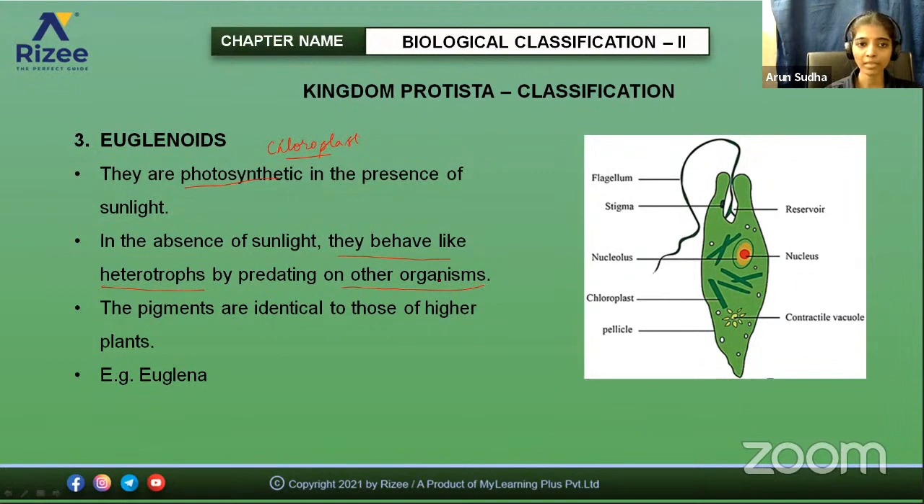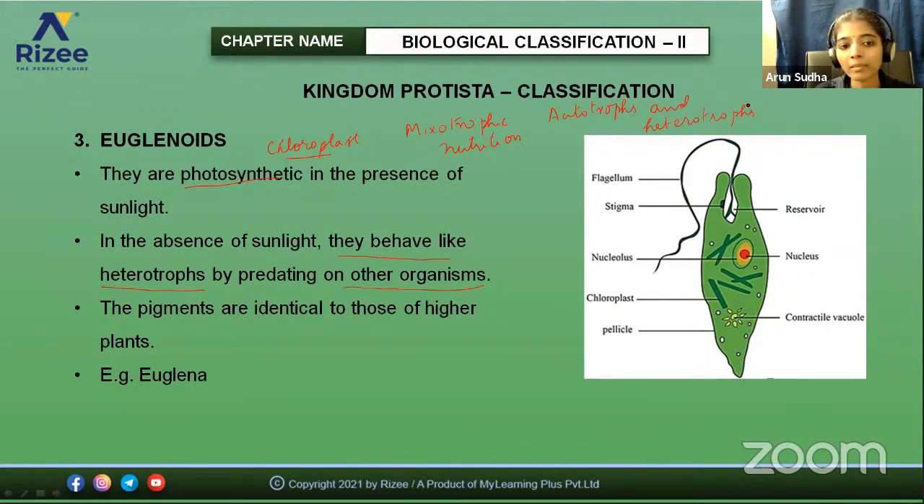So this is one of the specific features of the euglenoids. It is called mixotrophic nutrition. What do you mean by mixotrophic nutrition? That is, they act both as autotroph and heterotroph. They can prepare their own food and also get food from other organisms. So they act as autotrophs and heterotrophs. This type is called mixotrophic nutrition.